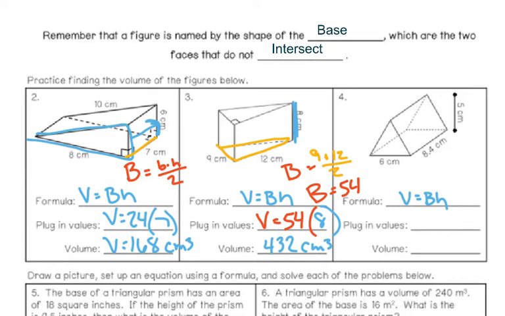Go ahead and pause the video, do 4 all by yourself, and then press play when you're ready to check. So big B there is 15, and then 15 times the height of the prism, which is 8.4, gives us a total volume of 126 centimeters cubed.